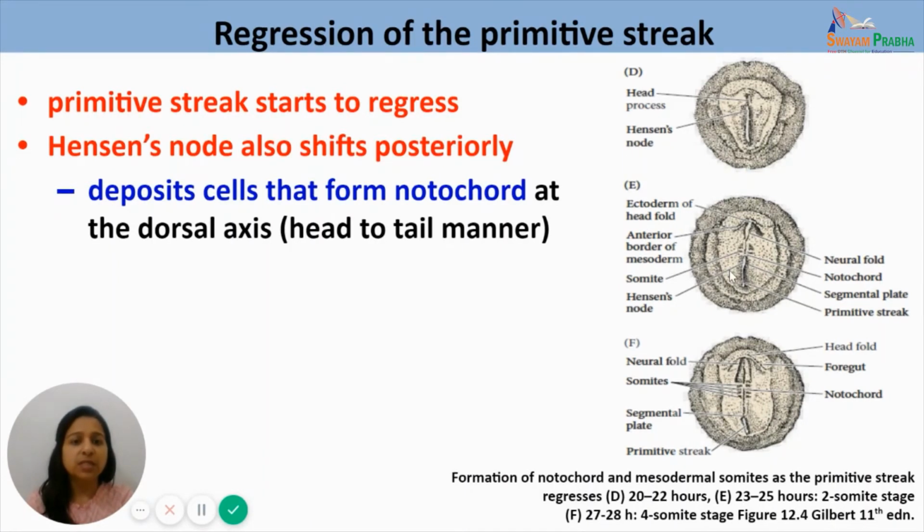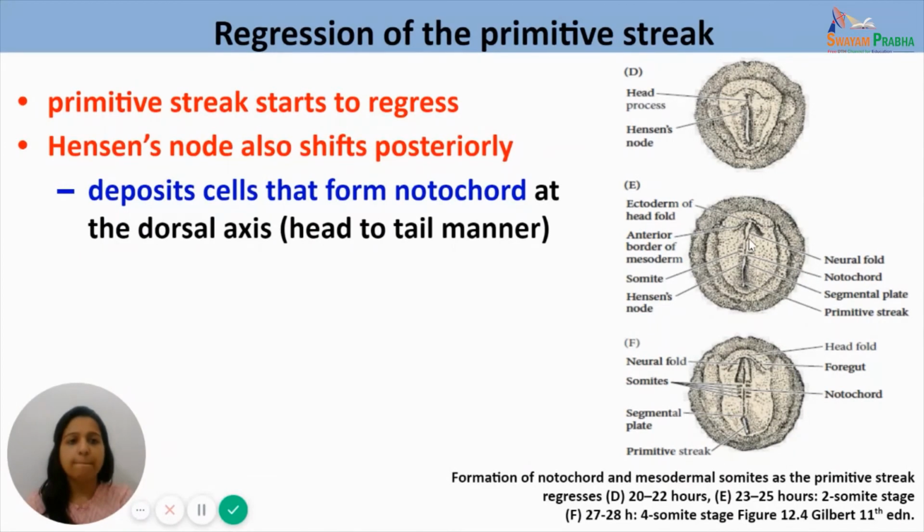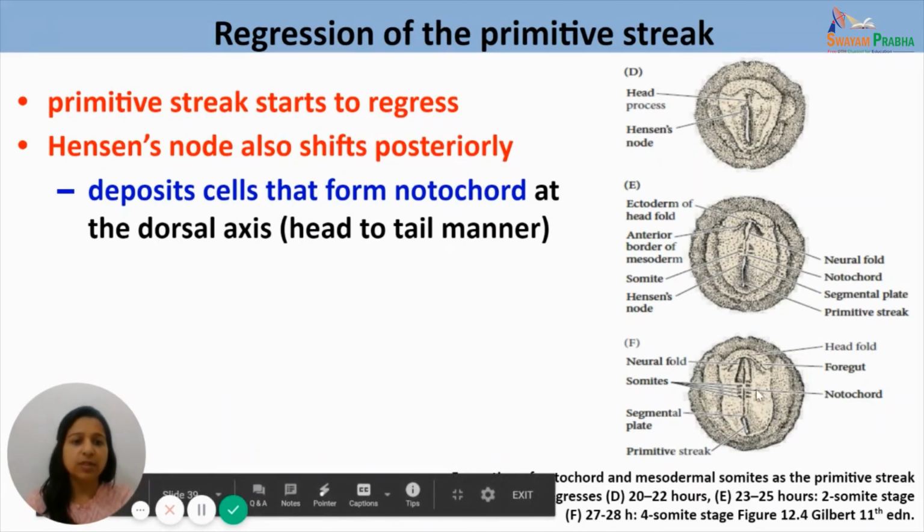So these diagrams D, E, and F are the 20 to 22 hours of the embryo post-laying. This E is 23 to 25 hours, which shows the two somite stage, that is the first pair of somites is laid down here. And this F diagram shows the 27 to 28 hour stage or the 4 somite stage. Now in these diagrams, the notochord has been formed in the center or in the median dorsal side of the embryo.